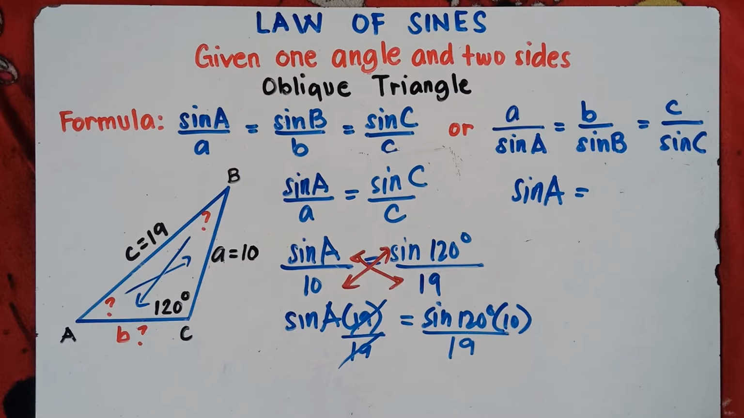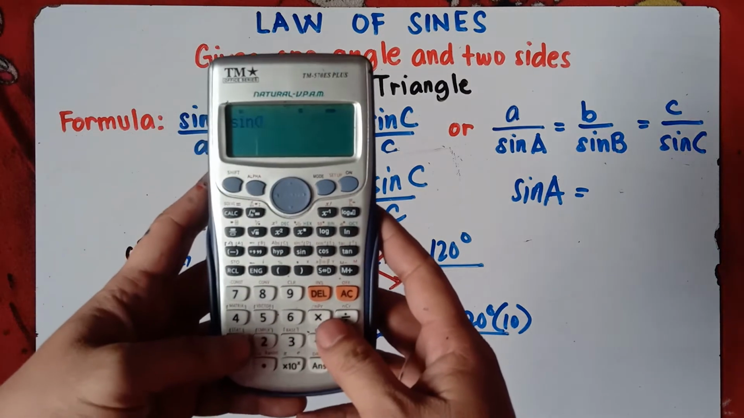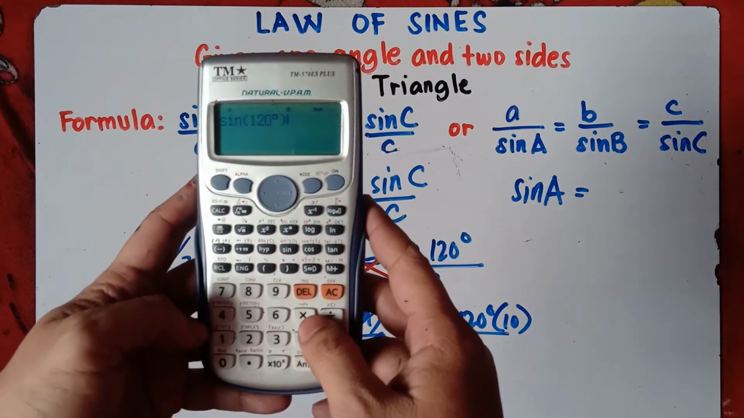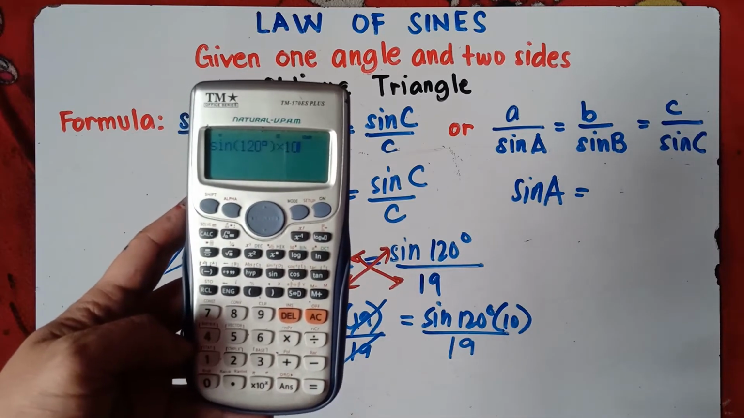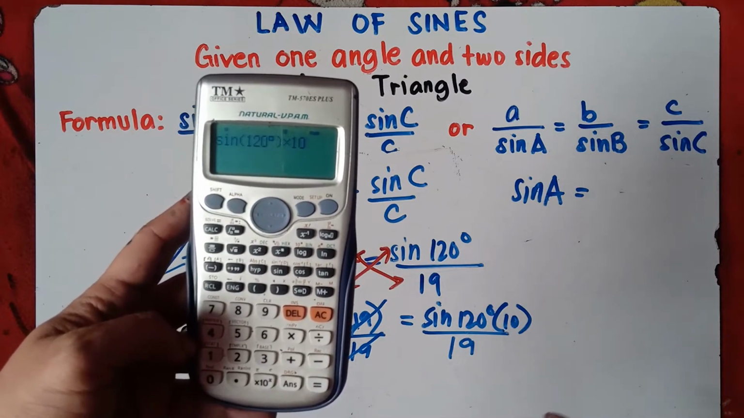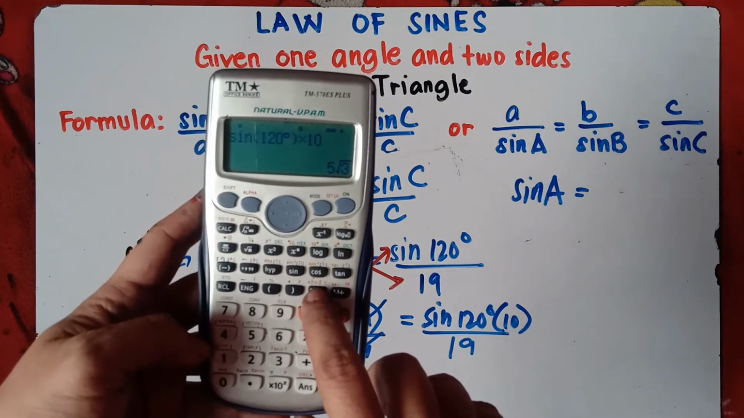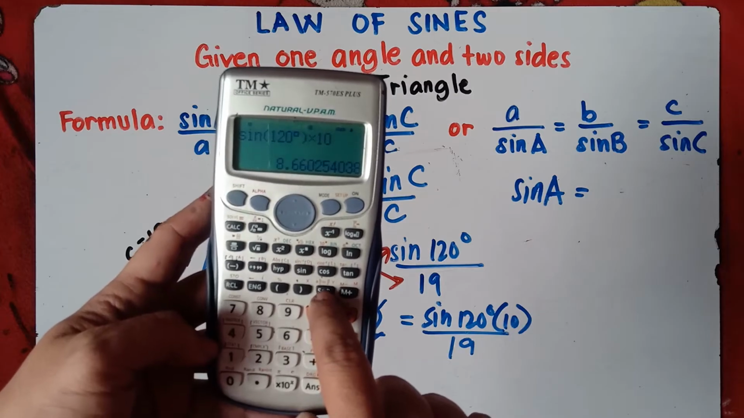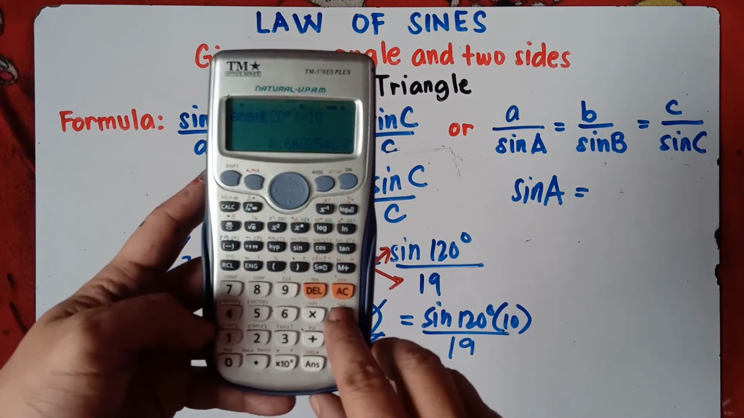Alright, let's use the calculator. Sine, I hope you see this one, sine 120 degrees, close parenthesis, times 10. So sine 120 degrees times 10 equals 5 square root of 3, or you press this one as the standard decimal, and you will have 8.66025 and so on. Then divide by 19.